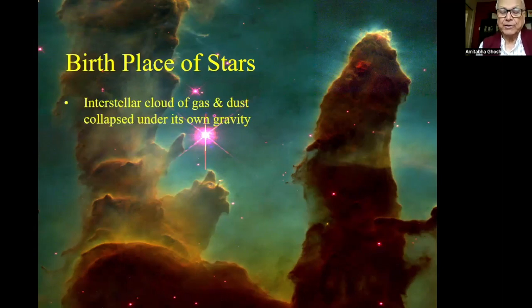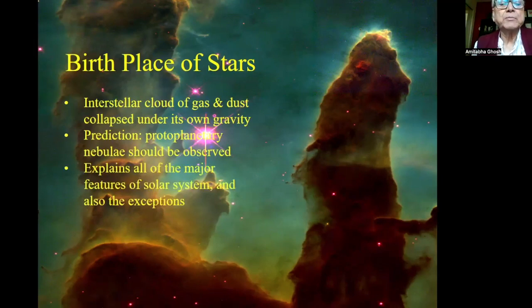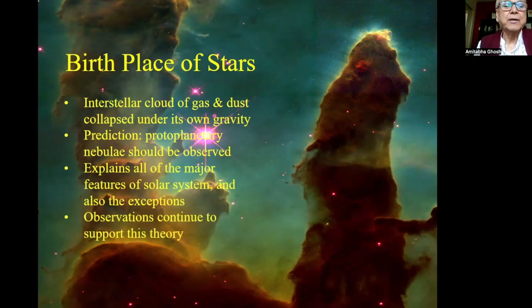An interstellar cloud of gas and dust collapses under its own gravity, and the predictions of the nebular hypothesis, as observed, also explain the features of our solar system, its dynamical characteristics, and observations continue to support this theory.